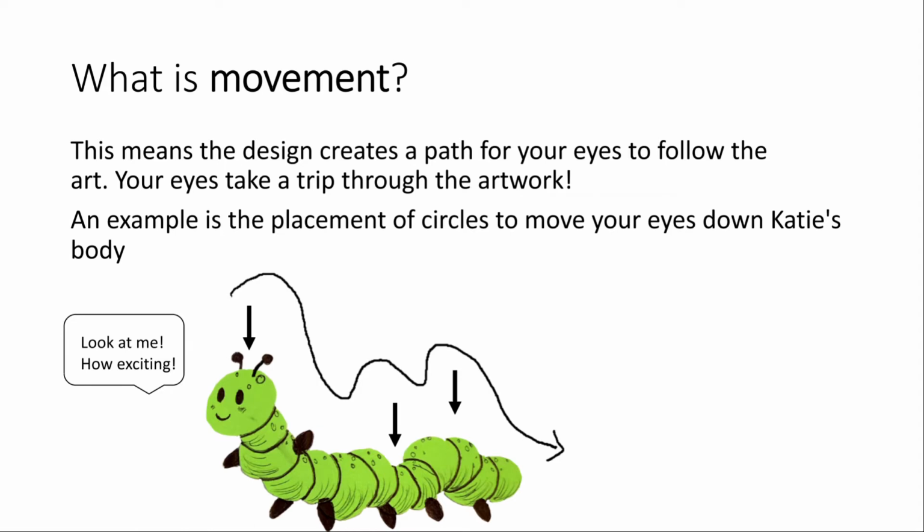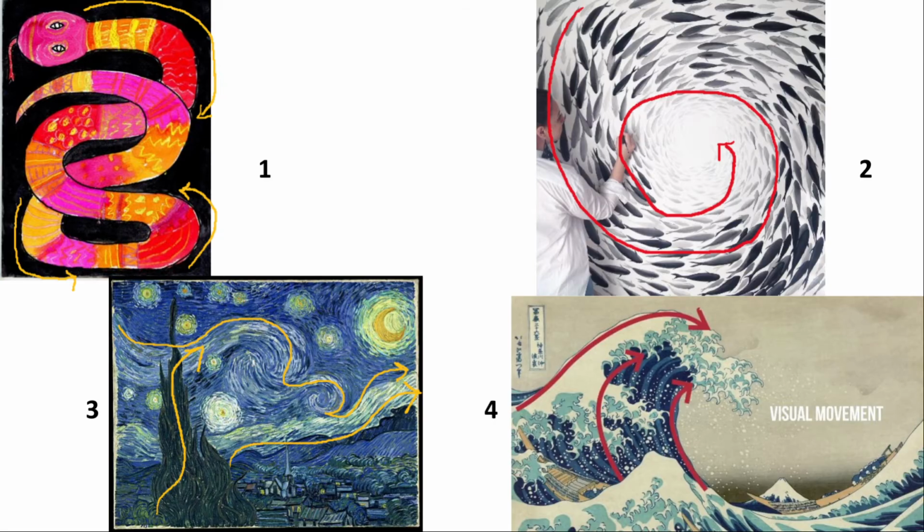So we kind of start with her head and we go down and we kind of have a wiggly line for her. Okay, and here is some more examples that we're going to go through. So I went through and drew some arrows to help us see where the movement in the pictures are.